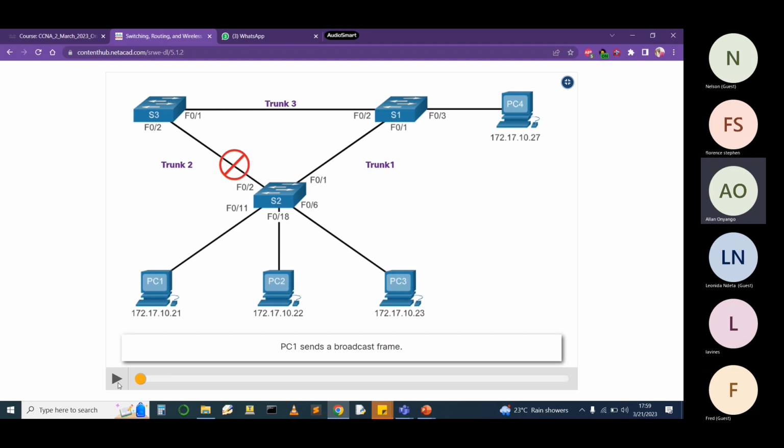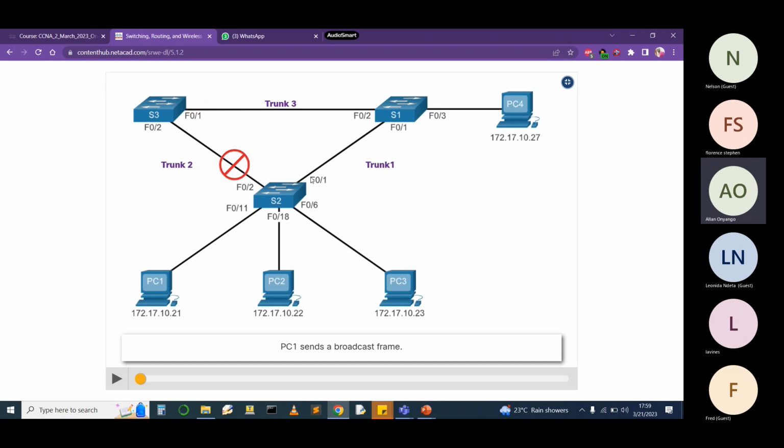That's not going to happen. And so look at this. The blocking, by the way, is not done with the command no shutdown, or the command shutdown for that matter. The blocking is done internally using the STP protocol, which is called the STA, the spanning tree algorithm.